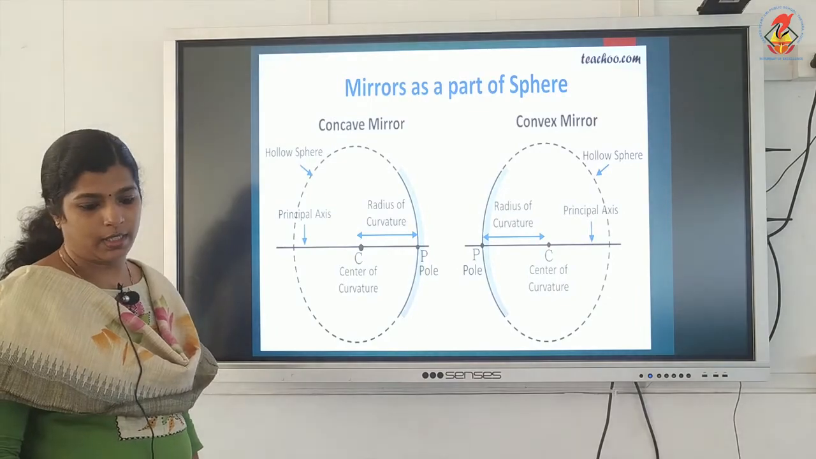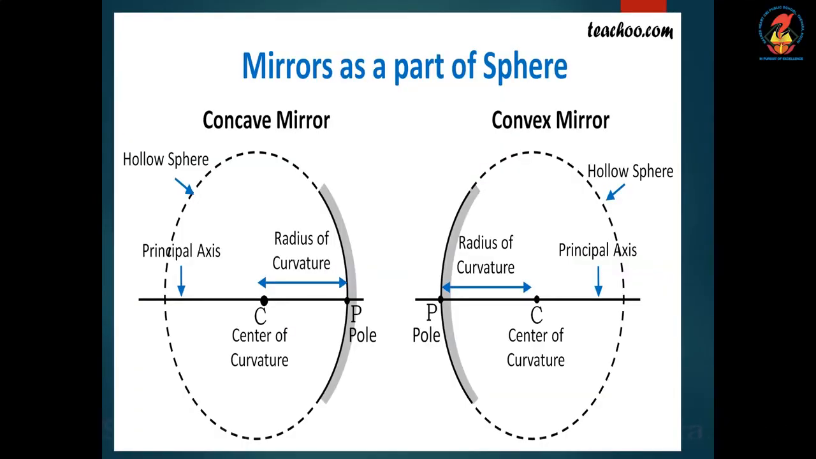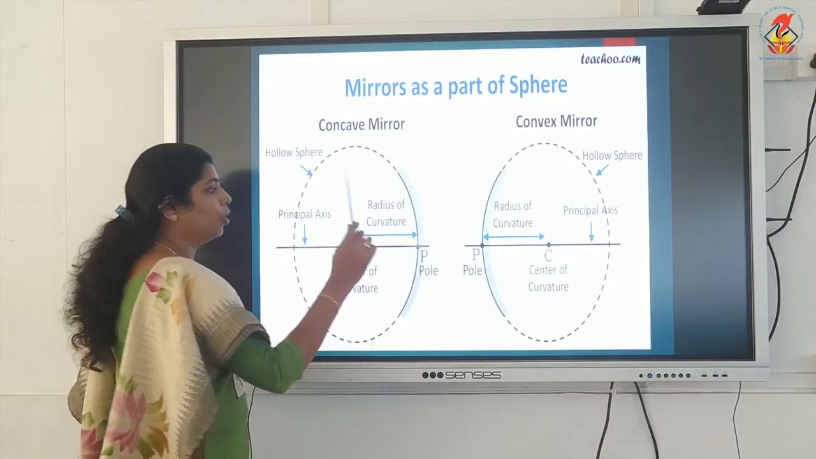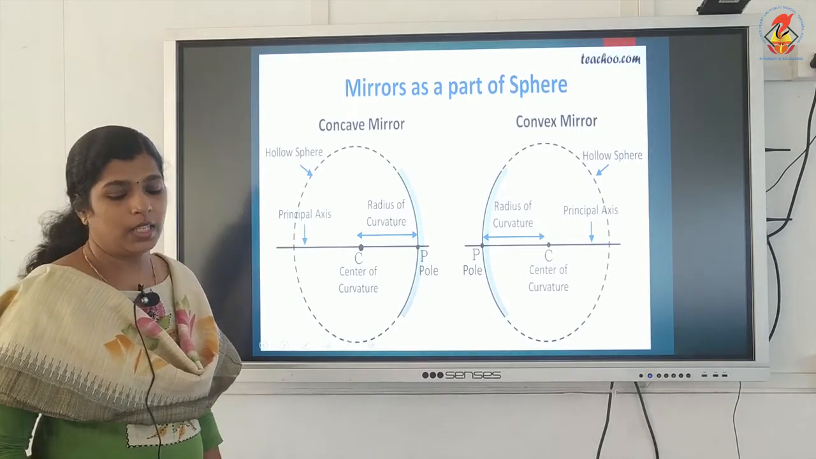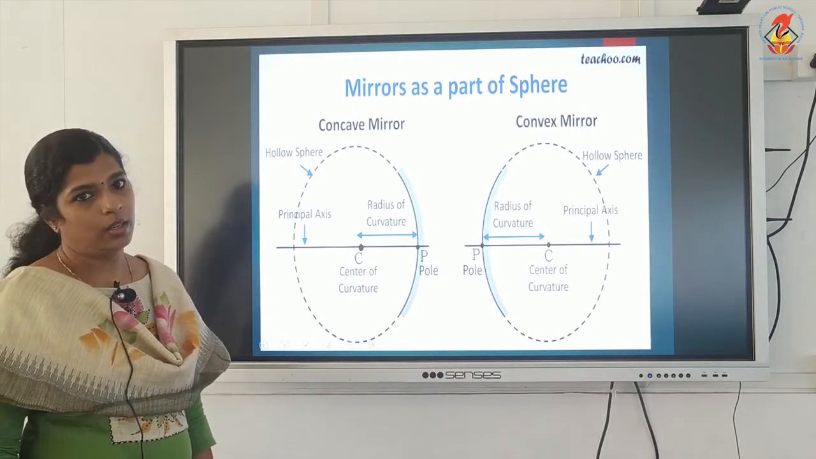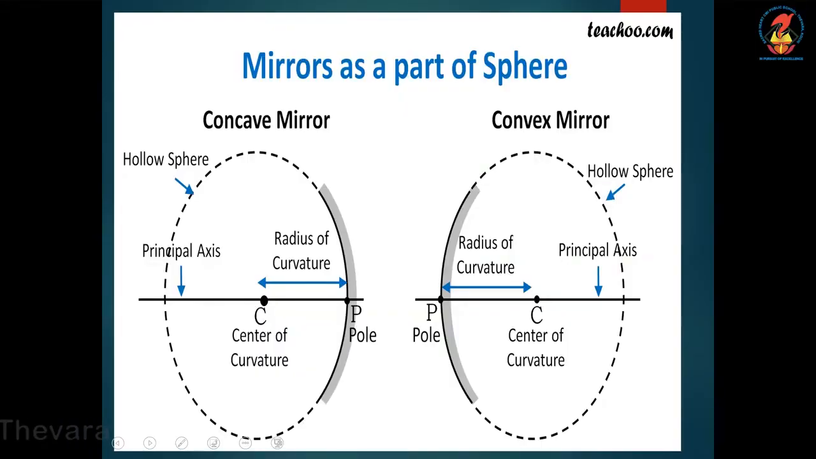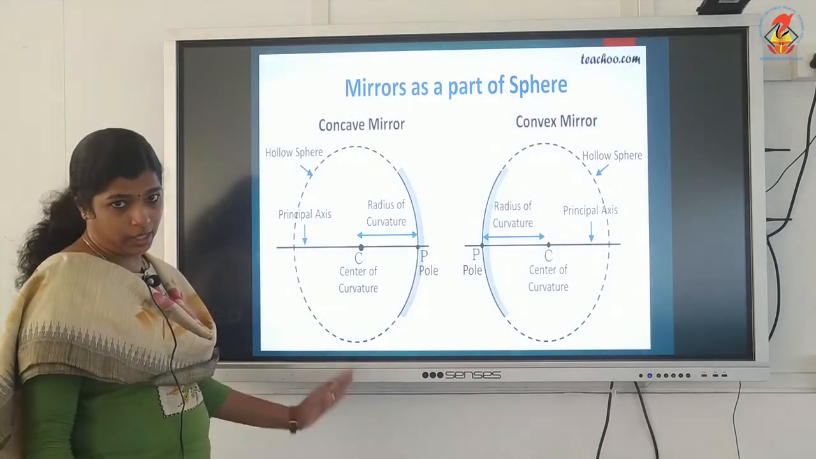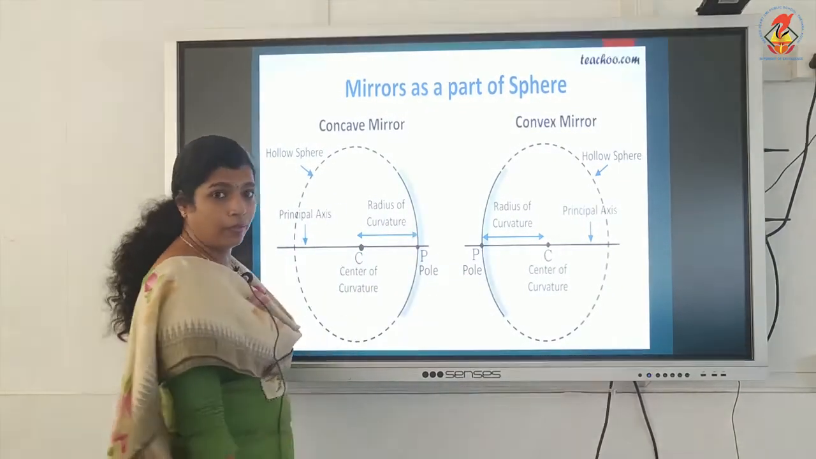Principal axis is a straight line passing through the center of curvature and the pole of the mirror. That is known as the principal axis. All these terms are similar for concave and convex. Now I have explained for concave mirror. Now, I will explain for convex mirror.